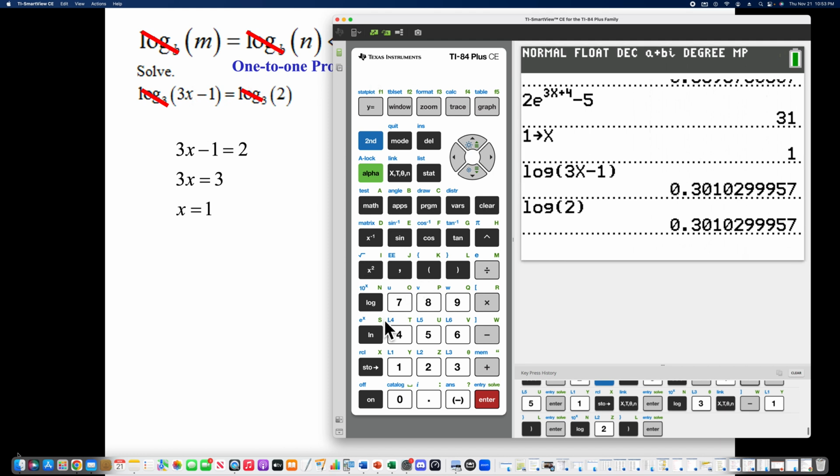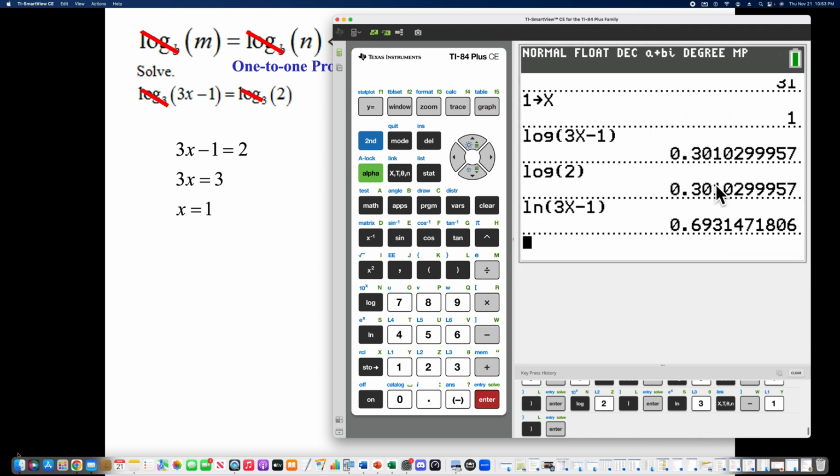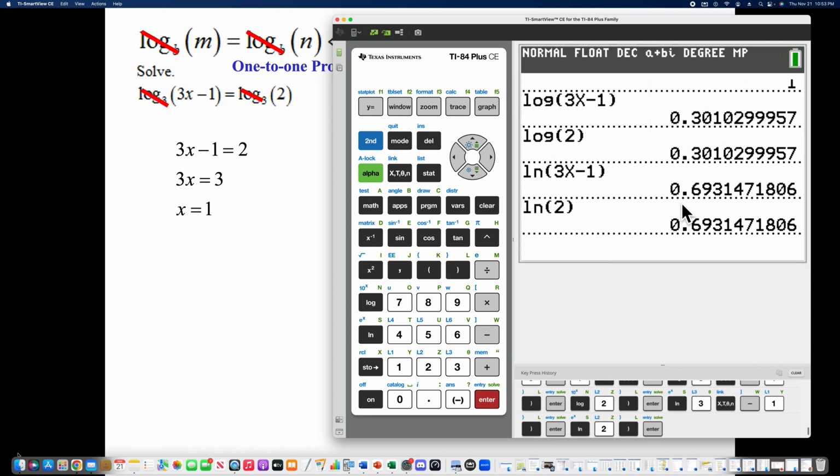And it works if I want to use the natural log. Again, what will happen here is these decimals will be different from the previous ones because we're using a different log function. But again, natural log of 2. Between my two ln's, those decimals are the same, so I know this answer is correct.